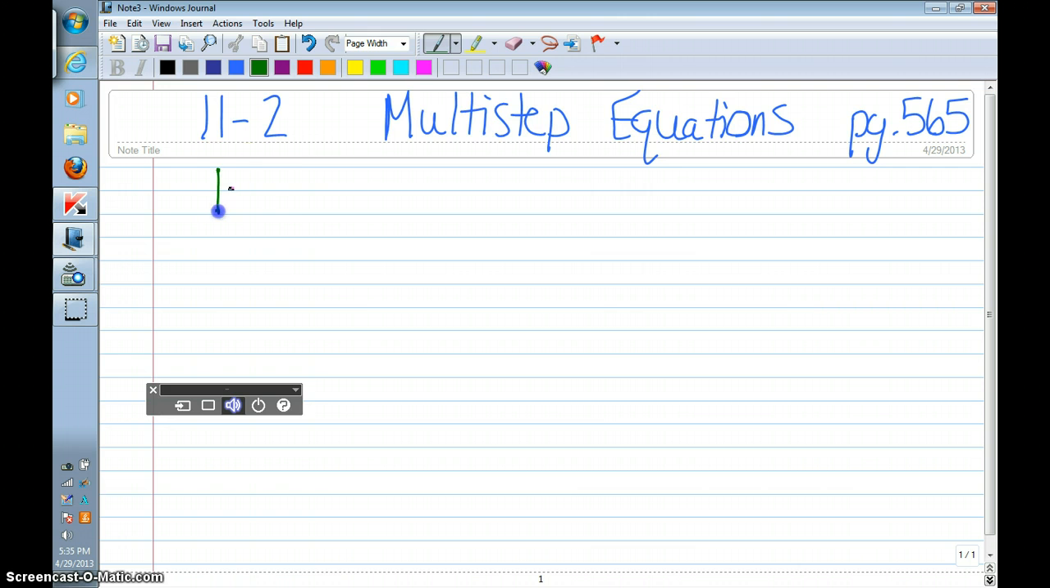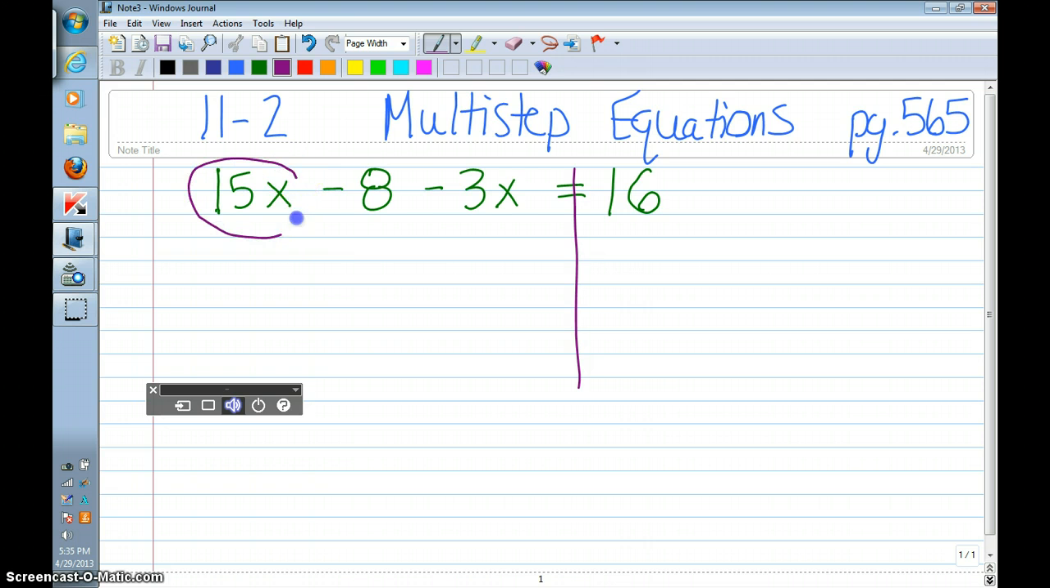I'm going to do 15x minus 8 minus 3x is equal to 16. Again, we want to solve for the variable, so we want to solve for x. Before I do that, I'm going to think of what terms I can combine here. Well, I can combine my x's. So I have 12x minus 8 is equal to 16.